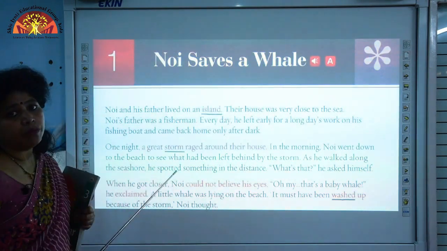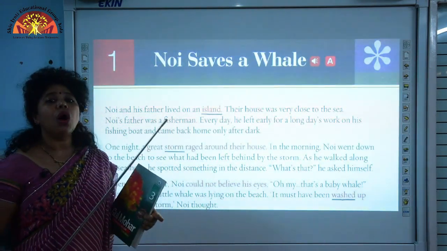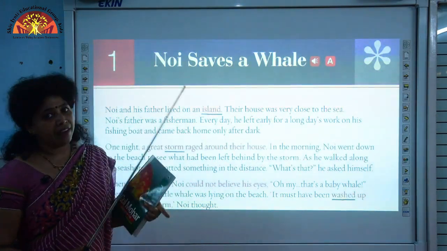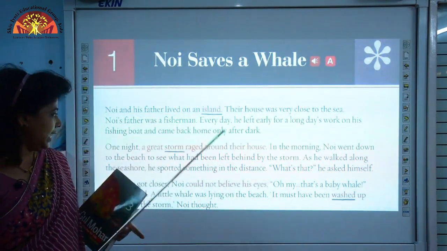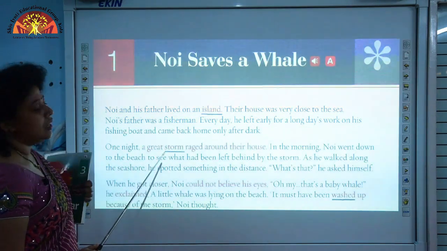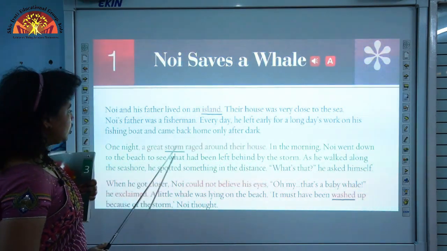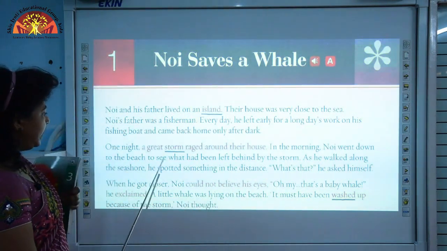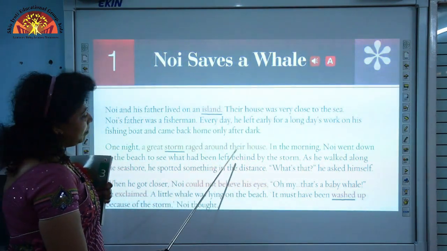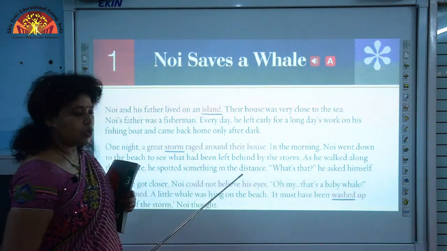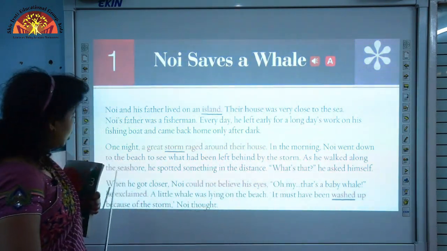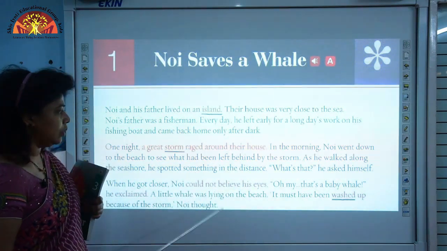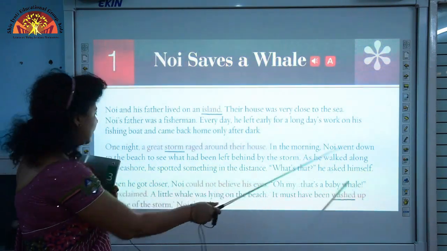What is a storm? Storm is a strong or violent wind often accompanied by rain, thunder or lightning. So please underline your new word storm. In the morning, Noe went down to the beach to see what had been left behind by the storm. As he walked along the seashore, he spotted something in the distance. What's that? He asked himself.